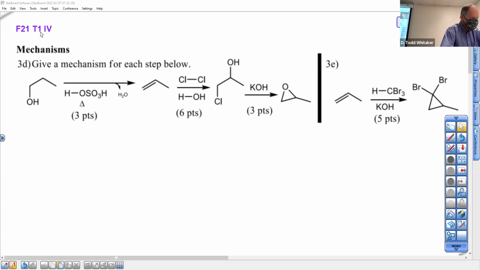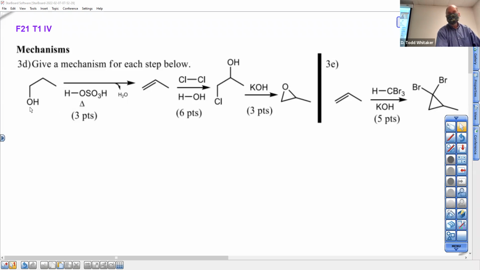We had a request to do a mechanism from Fall 21, Test 1, Part 4. And it's 3D in Part 4. Hey, we just did an acid catalyzed dehydration in our retrosynthetic analysis. We're going to do the mechanism right here.